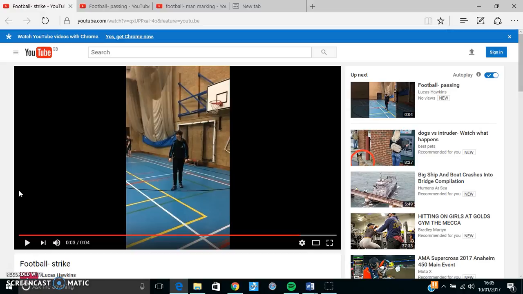Another type of strike would be a shot, where you get your head over the ball. So you'd get your head over the ball to keep the ball low, and then you would aim for the corners in order to give yourself the best chance of scoring against the keeper.